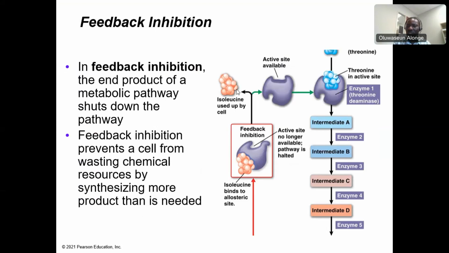In this case, isoleucine is used up by the cell. Feedback inhibition says isoleucine binds to the allosteric site, and it's saying there's no need to make anything again, and so the process is going to stop. But in cases when the site is available, the threonine is going to be processed and the whole process continues. The concept of feedback is saying we already have enough, so there's no need to make anything else. Isoleucine is going to bind to the allosteric site, and then there will be nothing to bind again because the active site is saying I'm no longer available.